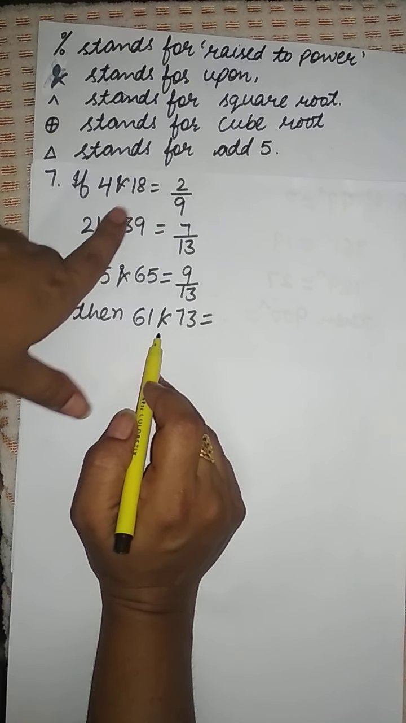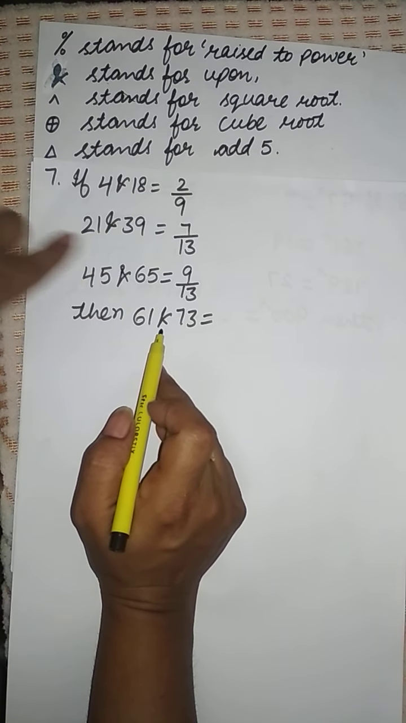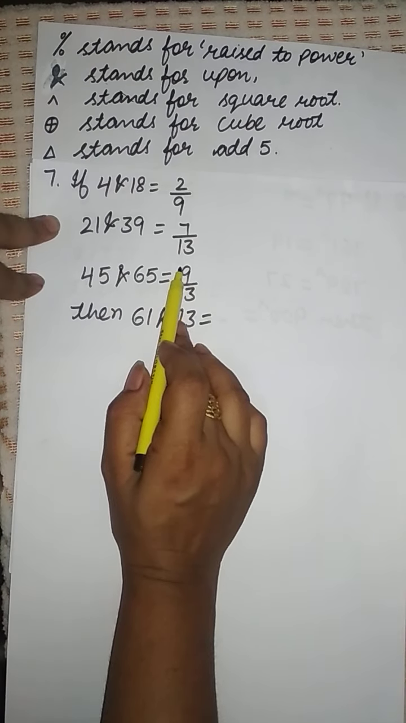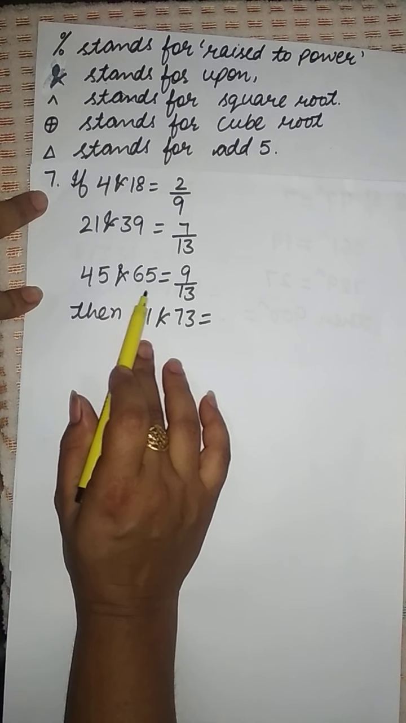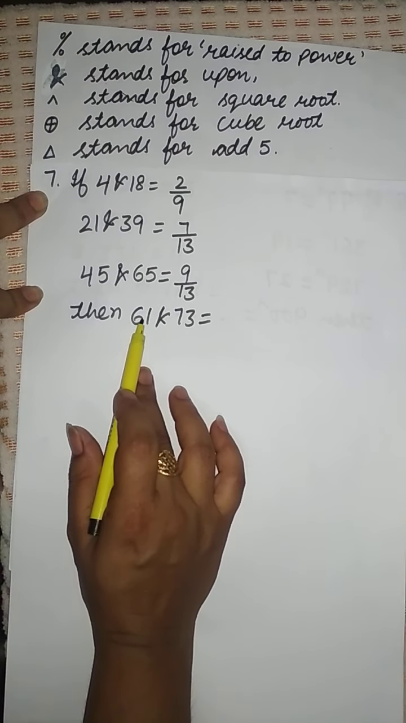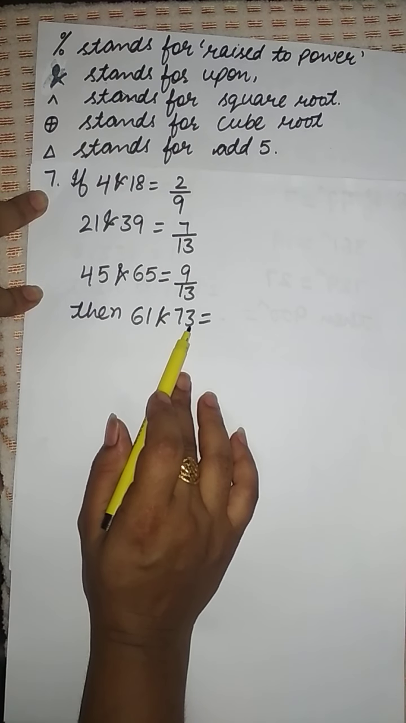Next question is, if 4 and 18 is equal to 2 by 9, 21 and 39 is equal to 7 by 13, 45 and 65 is equal to 9 by 13, then find the value of 61 and 73.